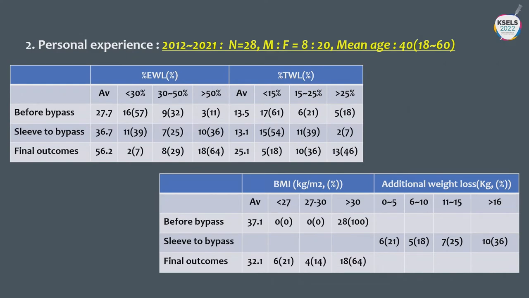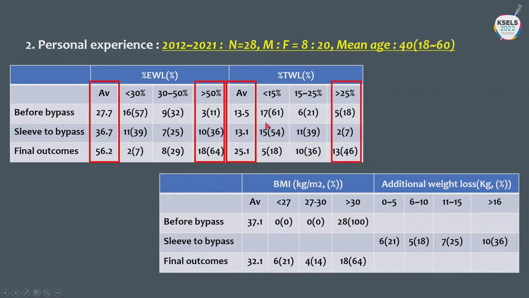You can see the red line, the final outcome. Their percent of excess weight loss is higher than 50%, meaning 56%, and the total weight loss outcome is also 25%. It's quite acceptable.